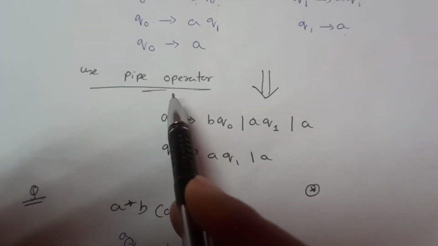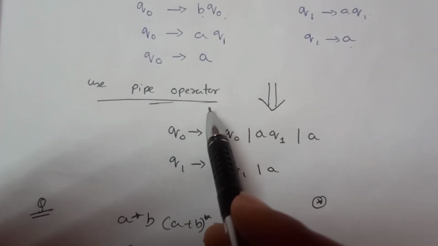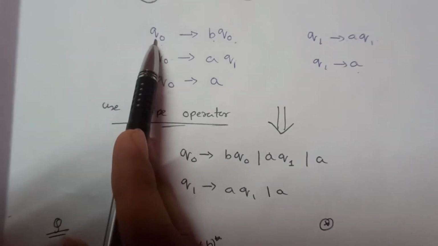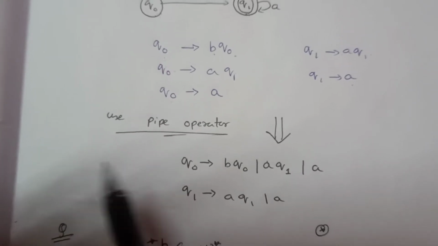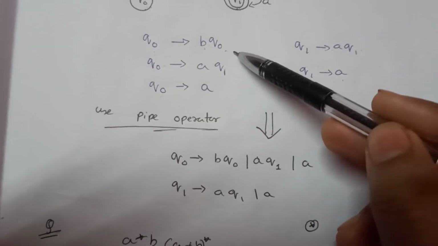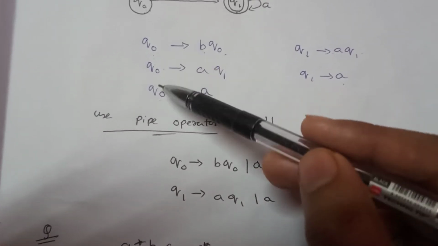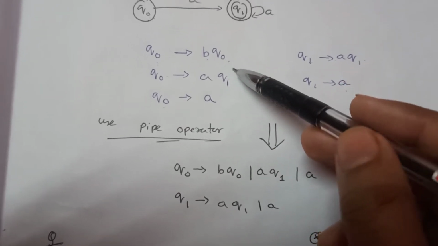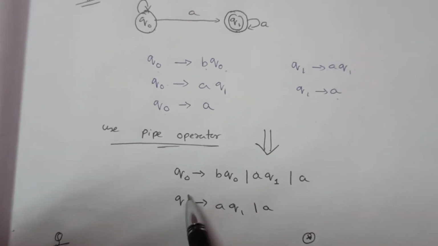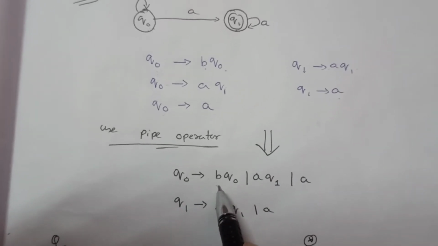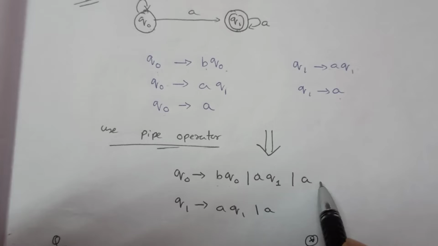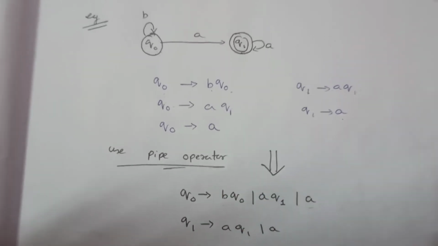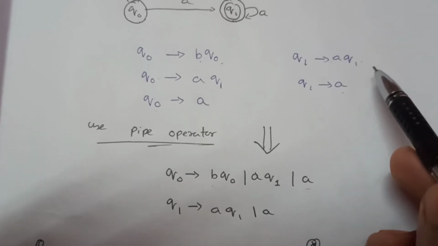Okay, so now see, use of pipe operators. What is the pipe operator? Pipe operators are like writing in shorthand. So if the left hand side of the production rules is the same and the right hand sides are different, like these three have the same left hand side but different right hand sides, we can just combine the right hand sides using pipe operators. So from q naught it can be either b q naught or a q1 or a. Okay, so we have added the right sides of the production rules using the pipe operator, and also for this one similarly.